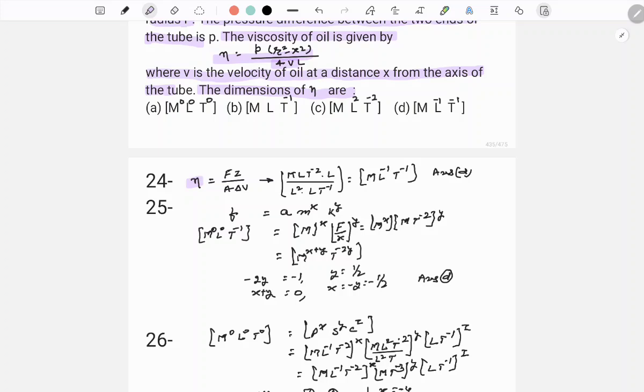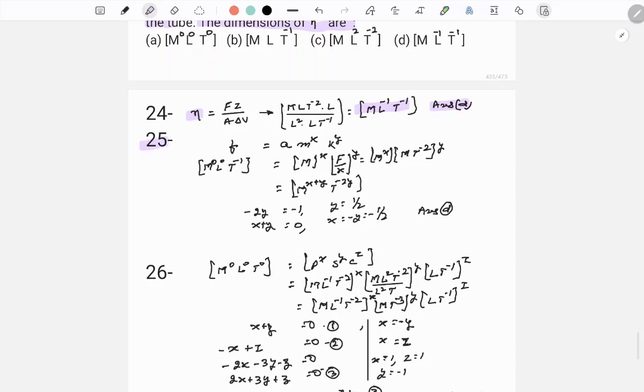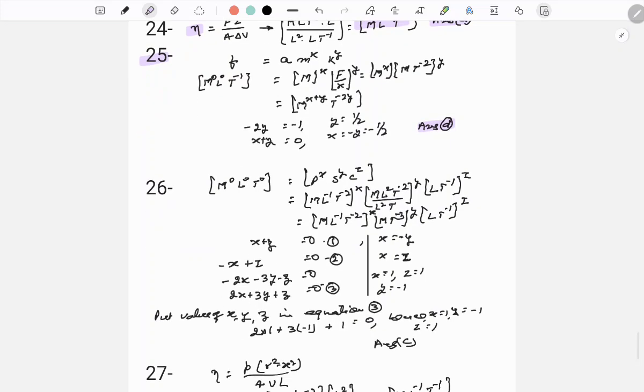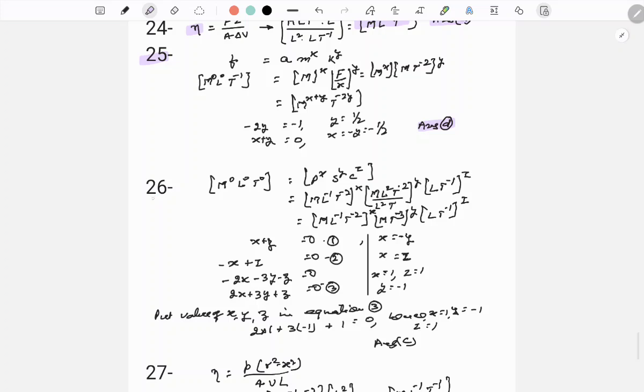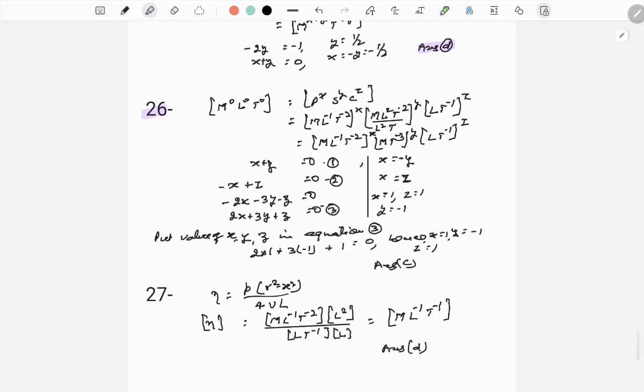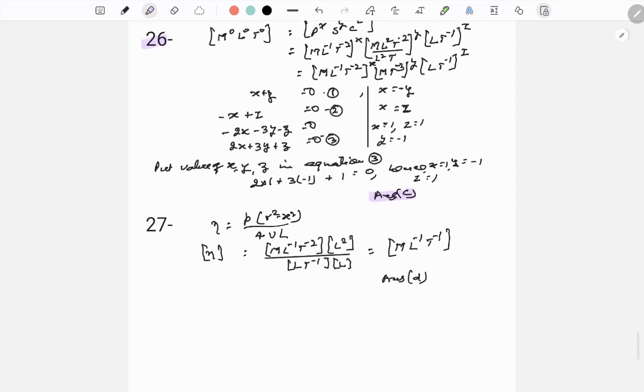Dimensions of eta is M L to the power minus 1 T to the power minus 1. Answer is D. 25th. Answer is D. 26th. Answer is C. 27th. Dimensions of eta are M L to the power minus 1 T to the power minus 1. Answer is D.